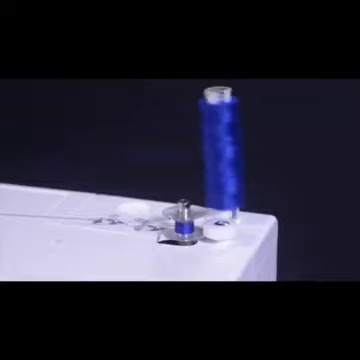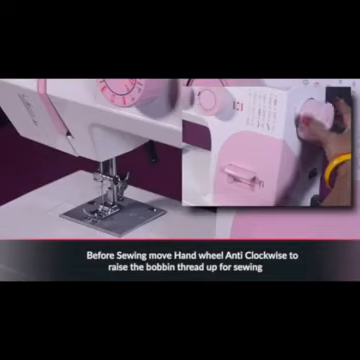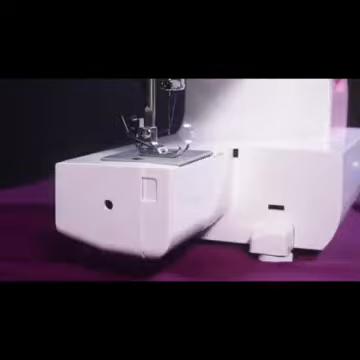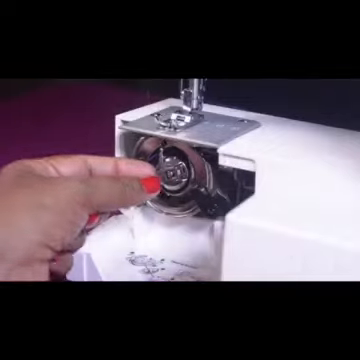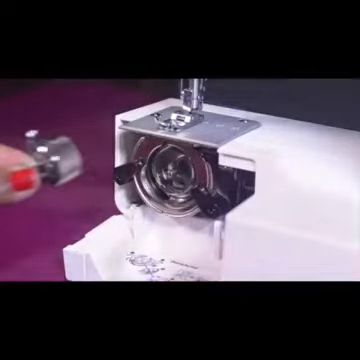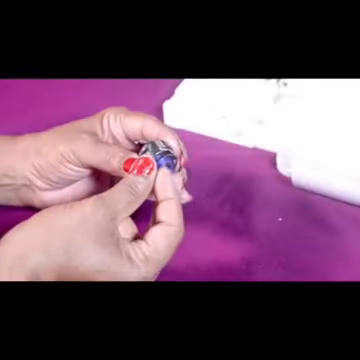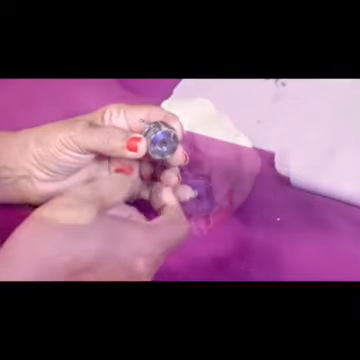To insert or remove the bobbin from the shuttle, please make sure that the needle is at its highest position by turning the hand wheel counterclockwise. Now, remove the extension table from the machine and then open the shuttle cover. Insert the filled bobbin so that the thread moves in clockwise direction.